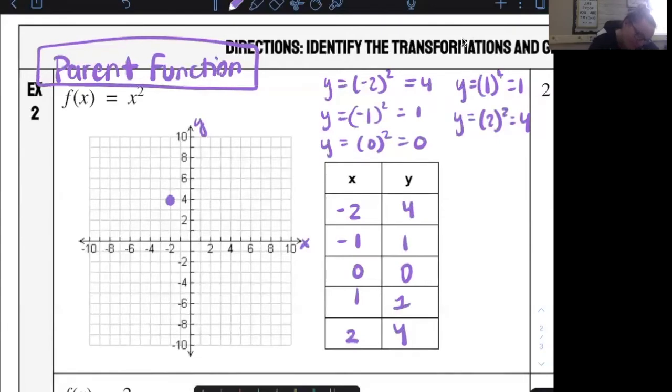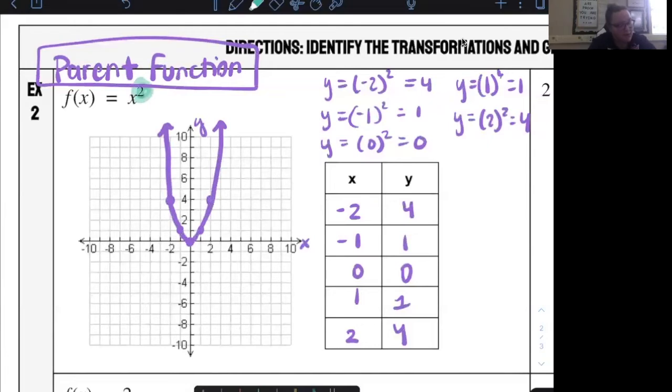-2, 4, -1, 1, 0, 0, 1, 1, and 2, 4. And we see the shape of a parabola taking place, which makes sense because, hey, this is a degree 2 function. So it should be shaped like a parabola. There we go. So this is the parent function of all parabolas, basically.